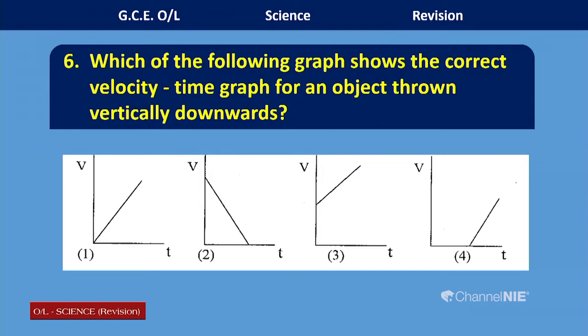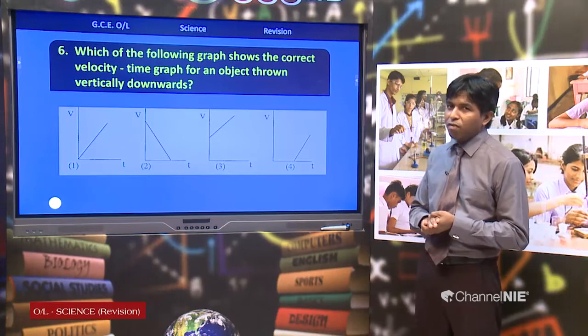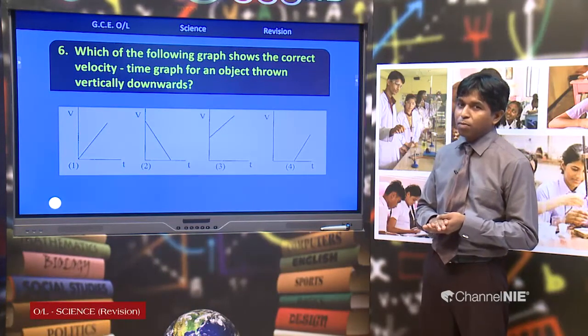When you throw an object, you have to provide an initial velocity. Therefore, the graph should not start from 0, that is the most important thing. You have to pay more attention to the active words of the question. Always when you read the MCQs, pay attention to the active words. What are the most important words in this question? Object thrown vertically down. It is not dropped, it is not released from rest, it is thrown vertically down. That means the initial velocity can't be 0, that is the most important thing.